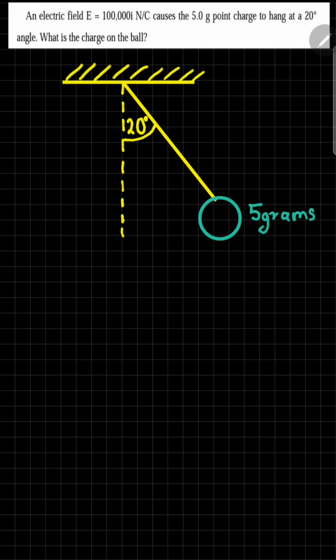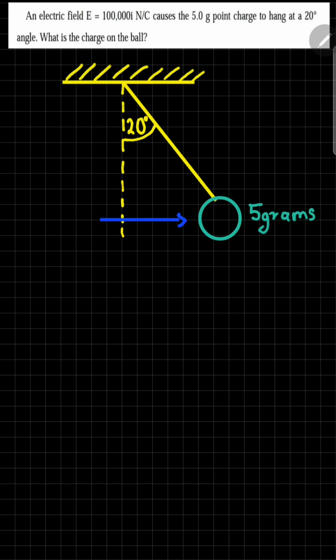So I'm sure you can see here this is the 5 gram ball, and then we have an electric field. Let me just draw it for you guys to see it. An electric field moving in the x direction. So what this electric field does is it causes this ball to hang at an angle of 20 degrees, as you've seen there.